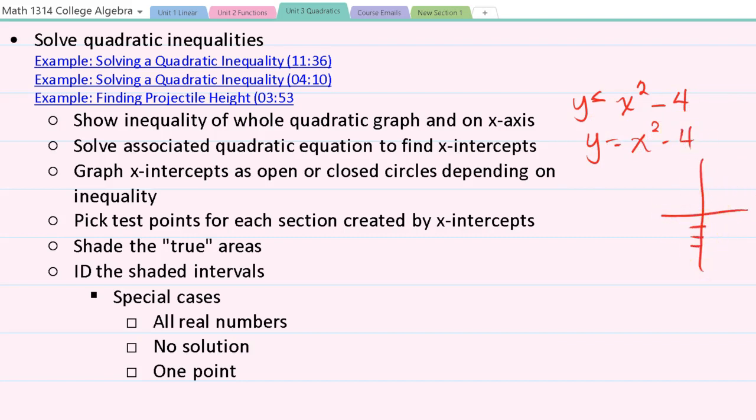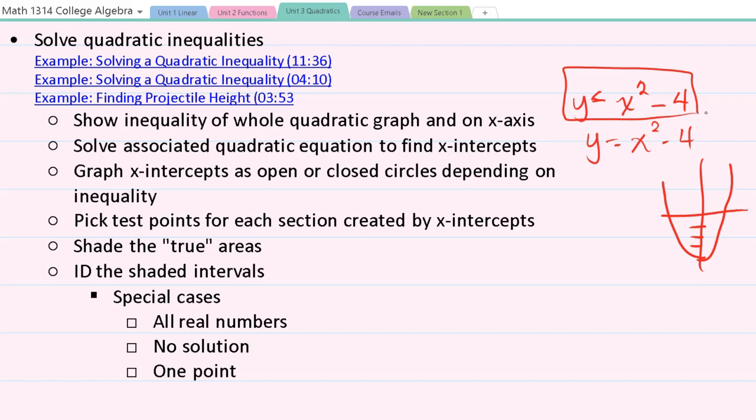Now we need to see if we need to shade the inside or the outside of the parabola. In other words, we need to find all the points that satisfy the inequality y is less than x squared minus 4. When we did linear inequalities in Unit 1, we shaded all the numbers on the number line that satisfied the original inequality. We tested values in the original inequality to see what side to shade.